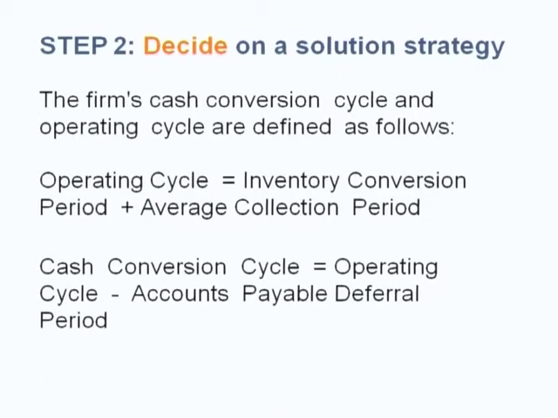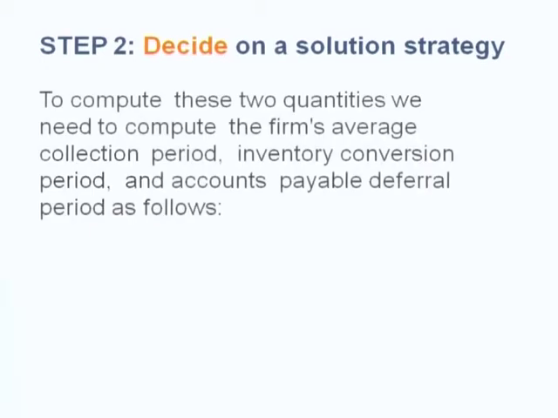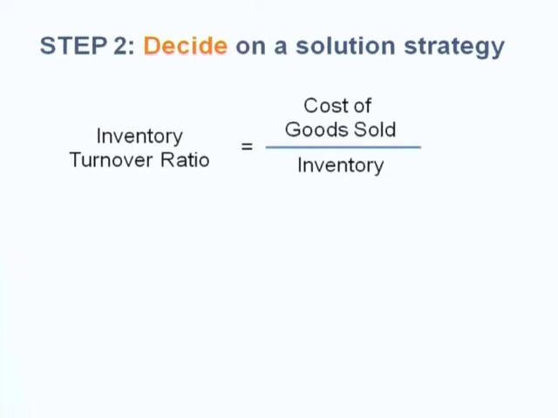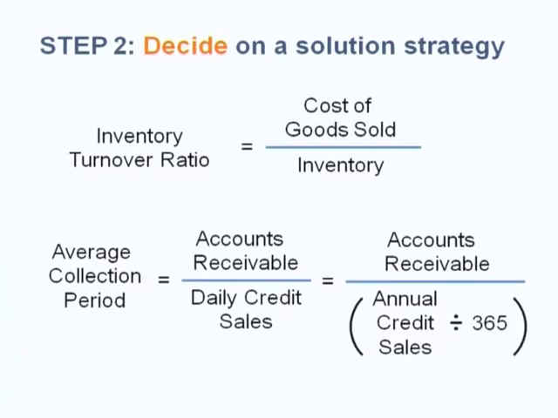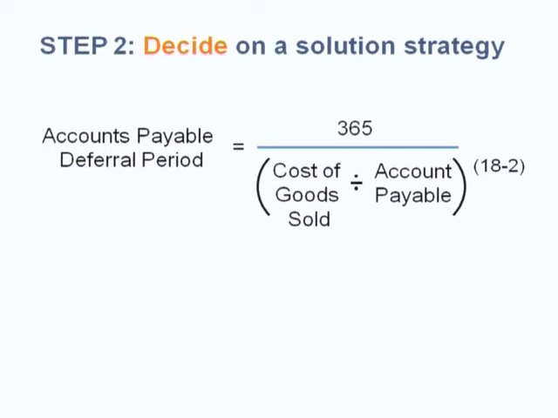And here is how you get CCC. Operating cycle equals inventory conversion period plus average collection period. CCC equals operating cycle minus account payable deferral period. And this one is how to calculate average collection period: account receivable divided by daily credit sale. And this is also how to calculate account payable deferral period: you take 365 divided by cost of goods sold divided by account payable. Okay.